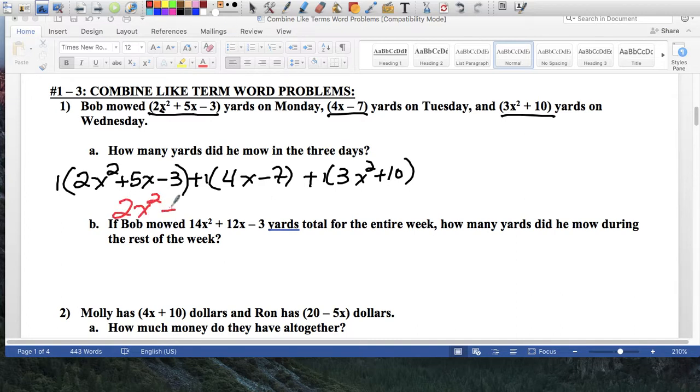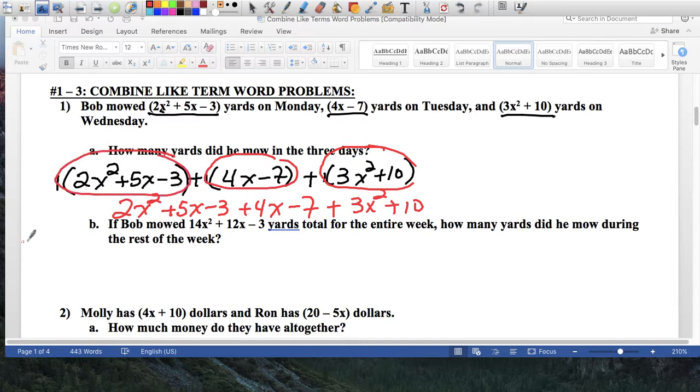It's going to be 2x plus 5x minus 3 plus 4x minus 7 plus 3x squared plus 10. Why did we put the parentheses there? Well, only so that I could show you that the term inside the parentheses, which in this case is represented by these two terms, makes up one day. This whole thing is Wednesday, this whole thing is Tuesday, and this whole thing is Monday.